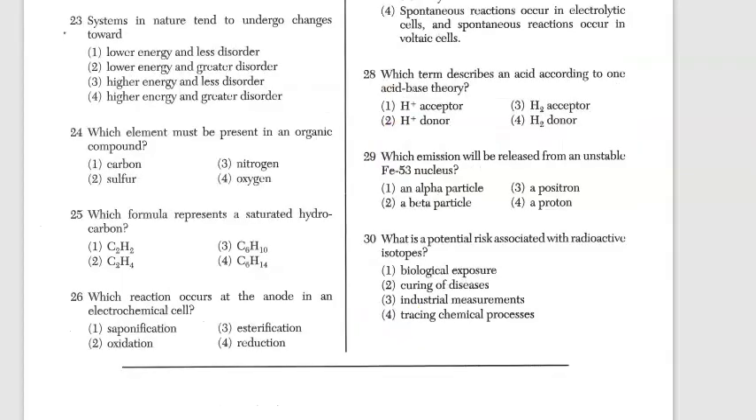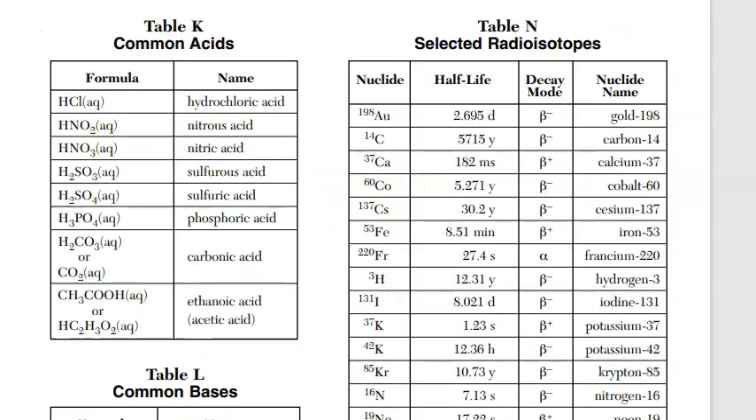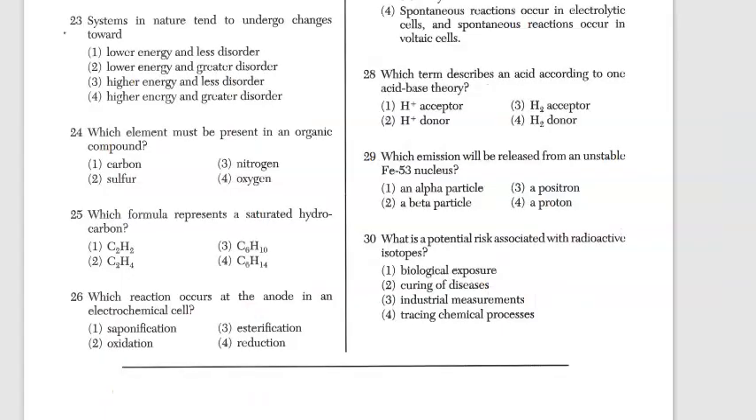Alrighty. For 29, which emission will be released from an unstable iron 53 nucleus? Well, you don't have to memorize this. Here's where you have to go look. You got to go look at the reference tables. Let's do that right now. Alrighty, iron 53, we find it on reference table N, and it is a beta plus, which is also known as a positron. So it's positive beta decay, or a positron being emitted. Let's go back and take a look at the choices. And there it is, choice 3, positron.